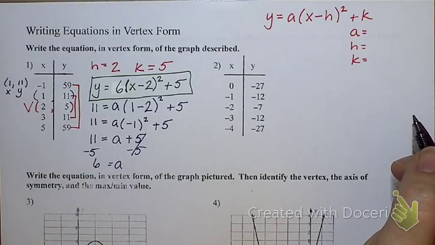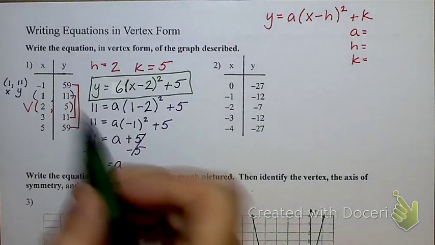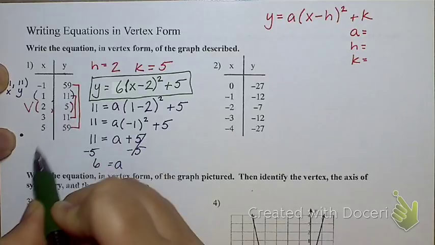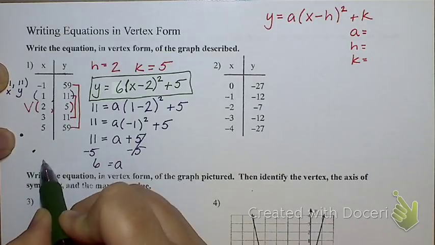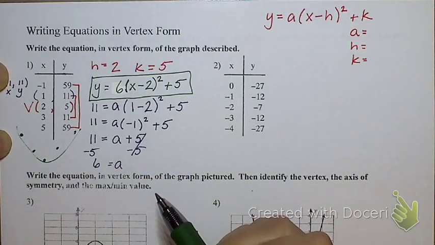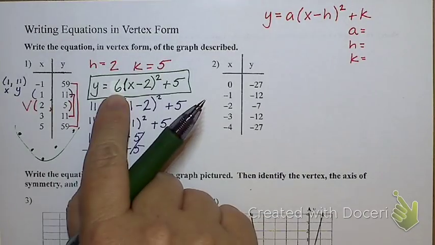Now, let's think about these points. 59 is a really high point, and then you're coming down to 11, down to 5. So I have a parabola that's opening up, correct? If I think just in my head about where those points are, I have a parabola opening up. So does it make sense that my a value is positive?